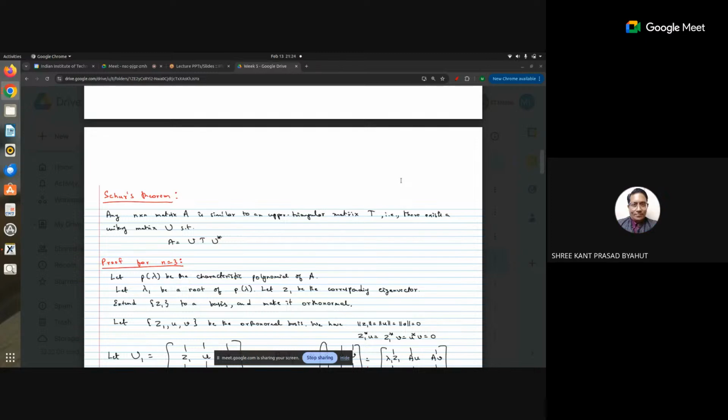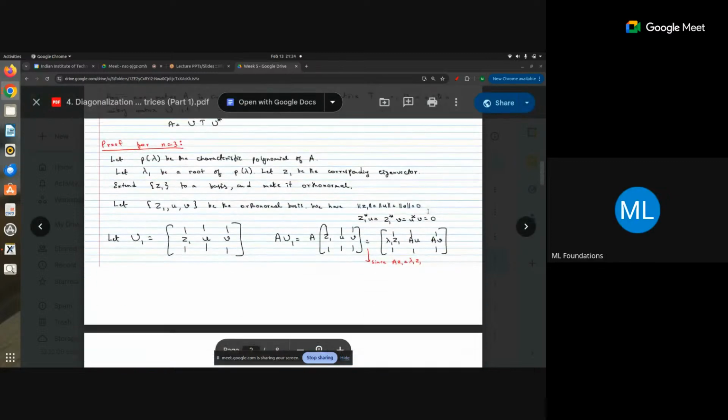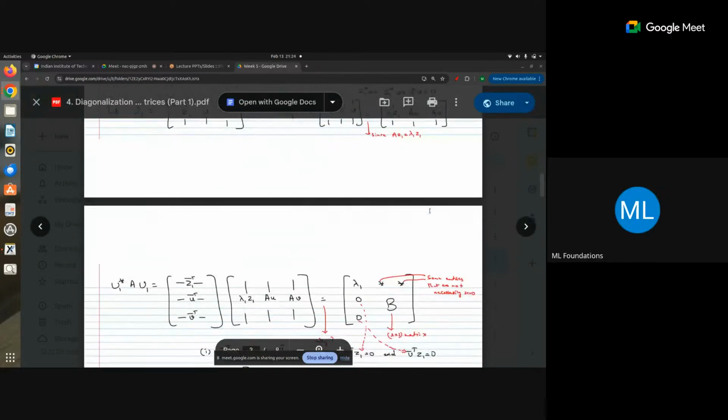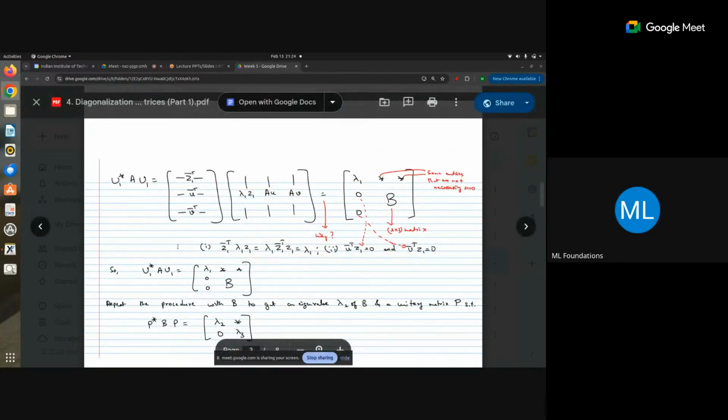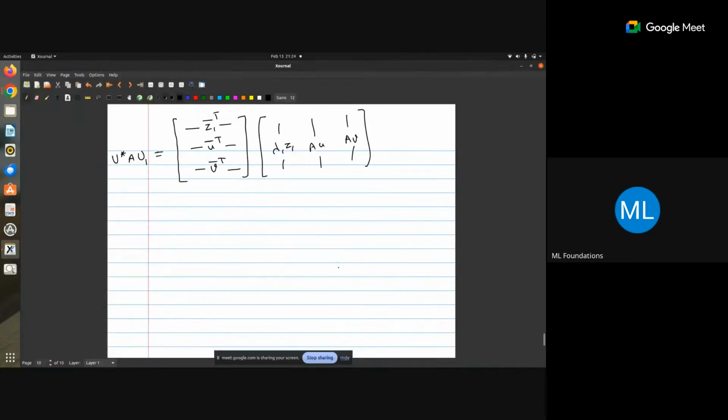Similarly, we are just taking one of the eigenvectors. Now, what will be its product? You will have to tell me. So first will be what? First row and the first column.